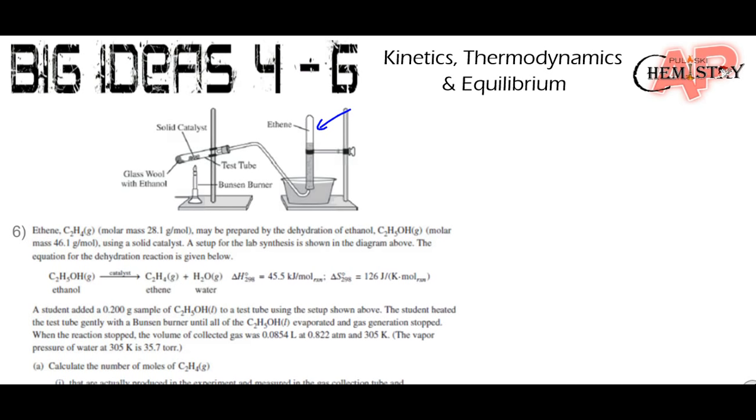So it says ethene may be prepared from ethanol using a solid catalyst. It talks about the synthesis. It gives you an equation. It gives you an enthalpy. It gives you an entropy.